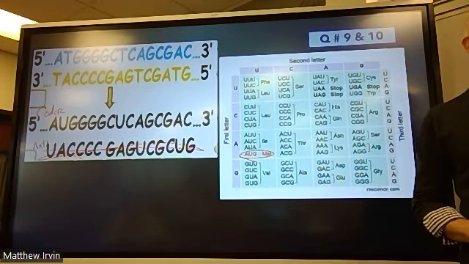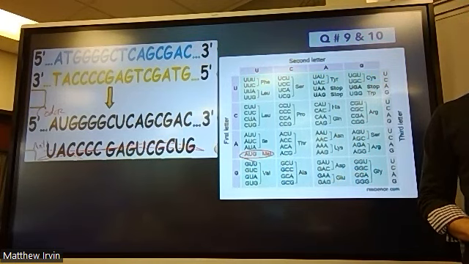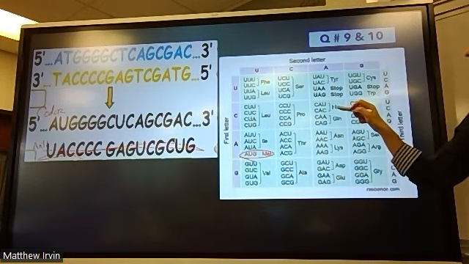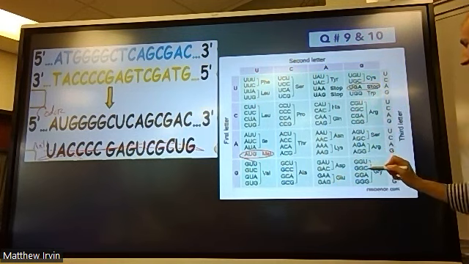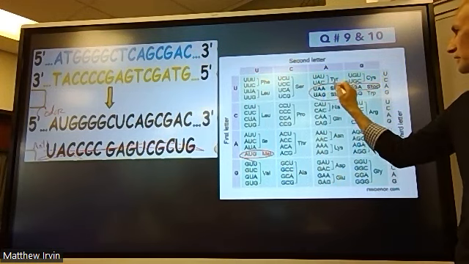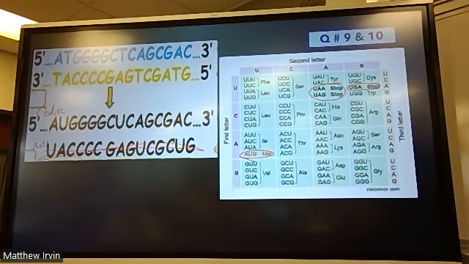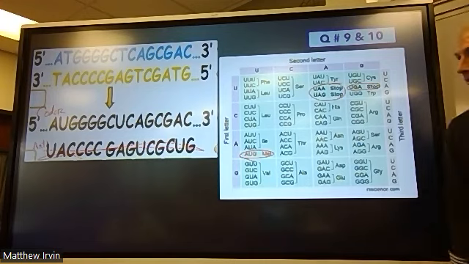Your stops. UGA, UAA, and UAG. If this chart is on there, it's going to tell you that because stop is UGA, and then UAA and UAG are right there. But if it's not on there, which I would be surprised, you need to know those because it could ask you questions about nonsense mutations and things like that.